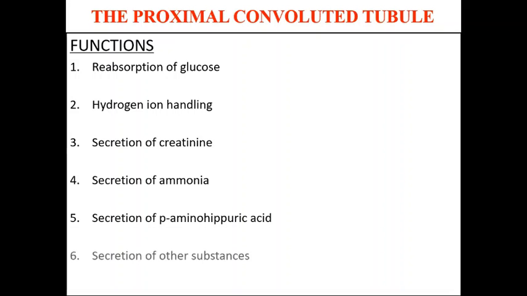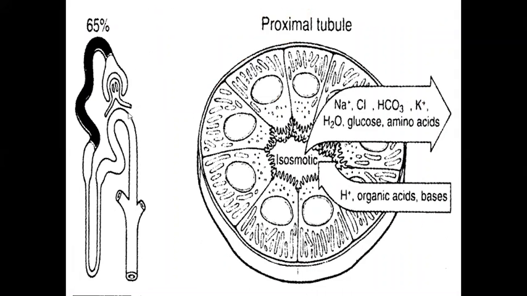Okay. So the other function of the proximal convoluted tubule is secretion of other substances that are not mentioned on top here. There are also other minor substances that can be secreted by the proximal convoluted tubule. So you can see the proximal convoluted tubule is responsible for reabsorption. At the center here you have isoosmotic fluid, this is where the ultrafiltrate is passing. Then you have these cuboidal cells lining the proximal convoluted tubule.